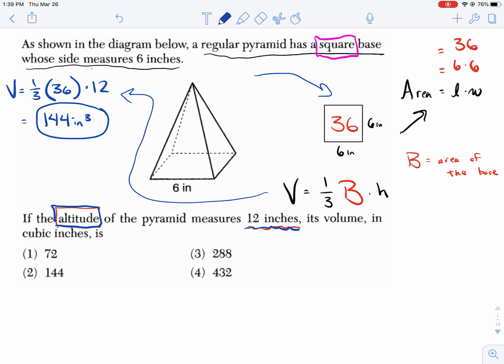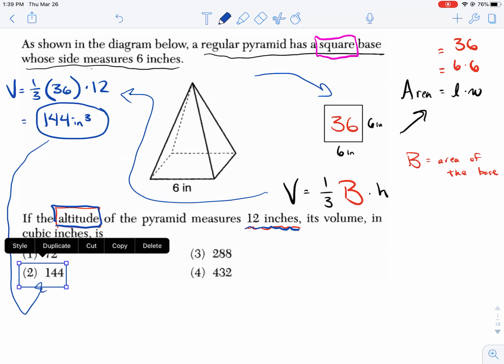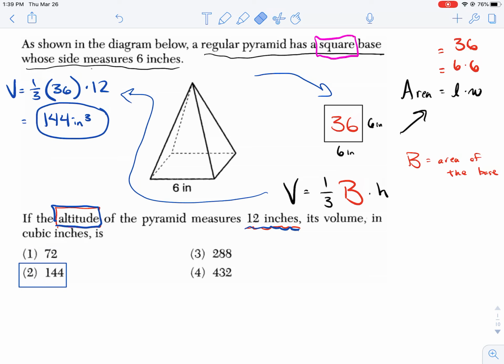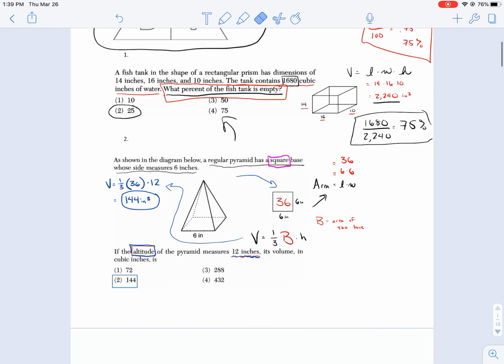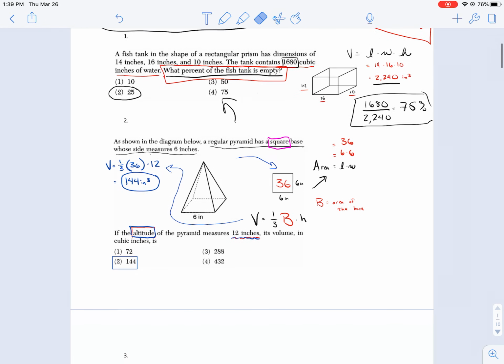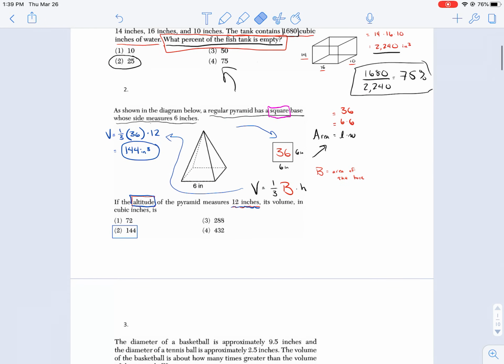All right, and as you can see, do we see that answer down here? Sure do. And there we go. And so that's the answer to number 2. And any questions on these, feel free to email me if you need further instruction on these.